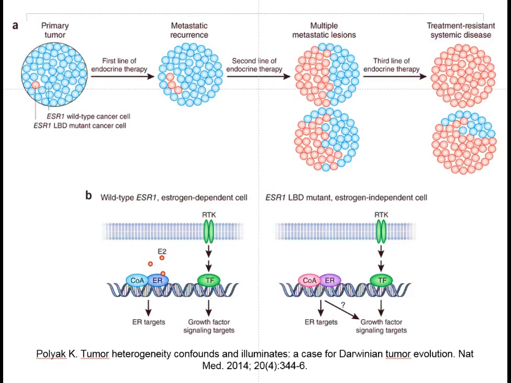this secondary resistance is due to the emergence of mutants in the ligand binding domain of the ESR1 estrogen receptor, making these tumor cells, these red ones here, relatively estrogen independent, resulting in the late emergence of areas of therapy resistance.